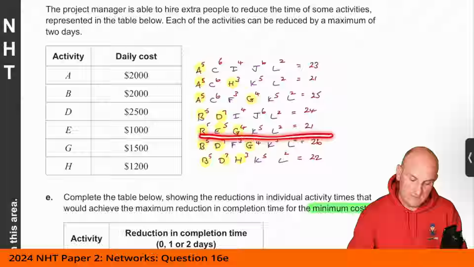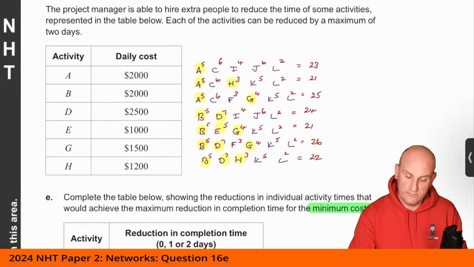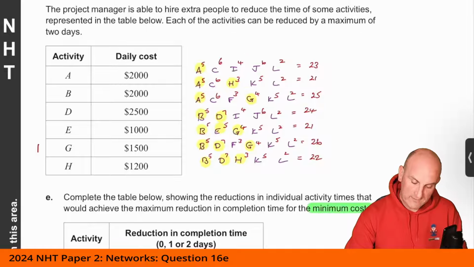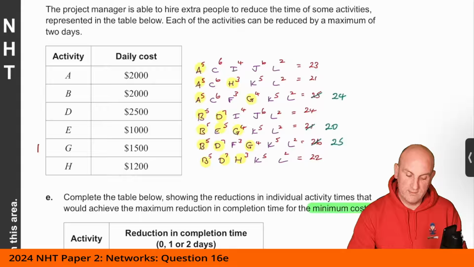The reason I'm going to take G down is because that 26 is the one I want to do. So I'm going to take 1 off of G, and therefore that now becomes 25. And anything with a G in it, I'm going to take a number off. That becomes 20, and that becomes 24. Okay, right. So can I crash again?